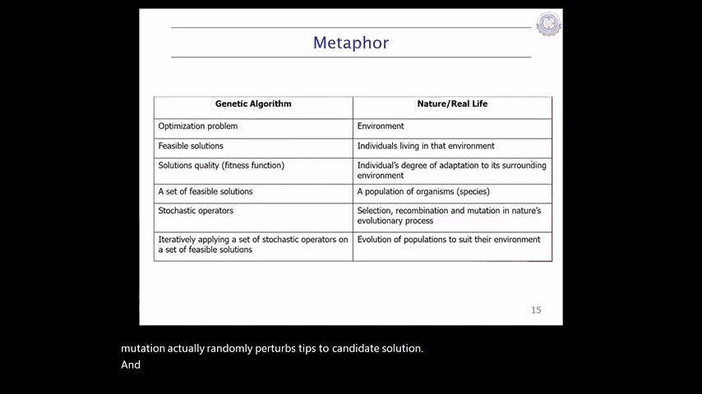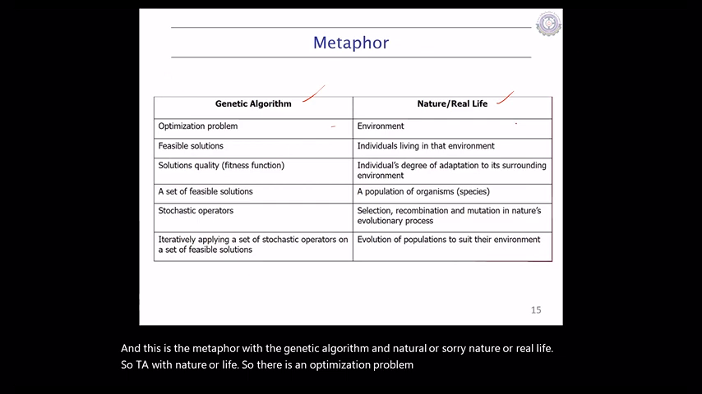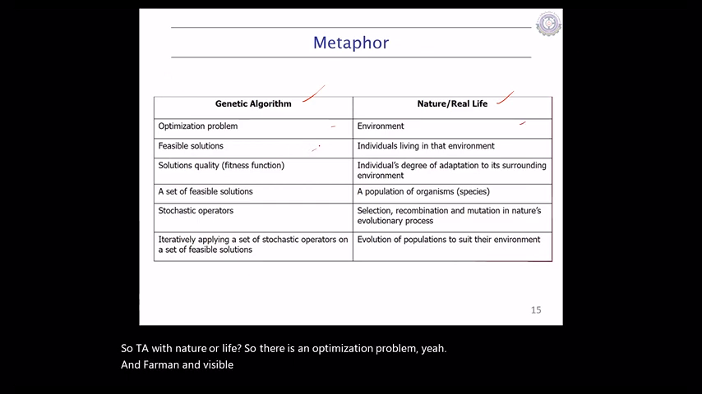And this is the metaphor between the genetic algorithm and nature or real life. There is an optimization problem, and the environment with feasible solutions for individuals living in that environment. The individuals should find a feasible solution in order to survive. And solution quality relates to the fitness function and the individuals' degree of adaptation to their surrounding environment.